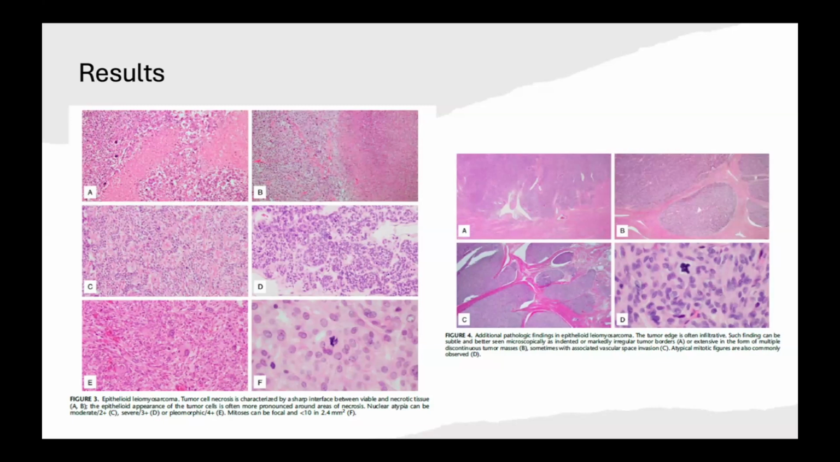The next diagram to the right is showing the different types of infiltrating edges that these tumors had, the different range. On the left-hand side, it's more well circumscribed. On the right side, letter B, it's kind of nested. And C is showing vascular space invasion, the LVSI that we were discussing. And then on letter D, it's showing atypical mitotic figures that were often observed. So that was a nice review.